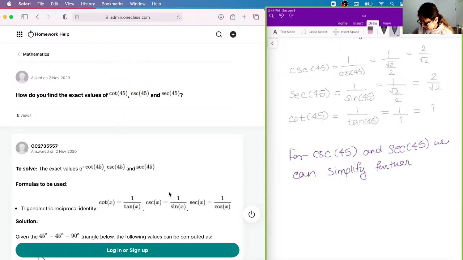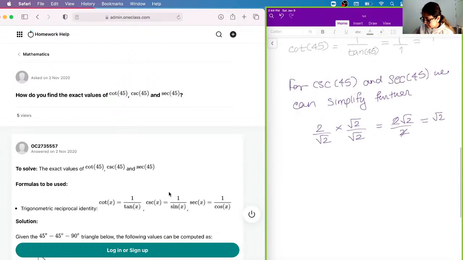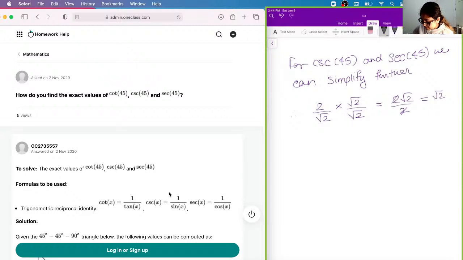What I mean by that is that we know that both of them are 2 over square root of 2. We can basically rationalize this by multiplying the top and the bottom by square root of 2. And so you would basically get 2 square root of 2 over 2. And so therefore we can say cotangent of 45 is equal to 1.